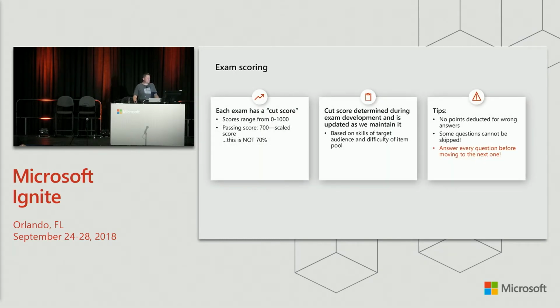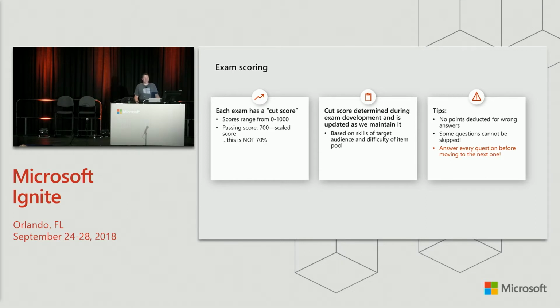So each exam does have a cut score. The exams range from 0 to 1,000. And note that if you walk out with a 700, that means you passed, and that is not a 70%, because each question is weighted differently based on that cut score. So even though you got a 700, you should congratulate yourself and not feel that you got a C or that you got a 70%. Just note that you did pass.